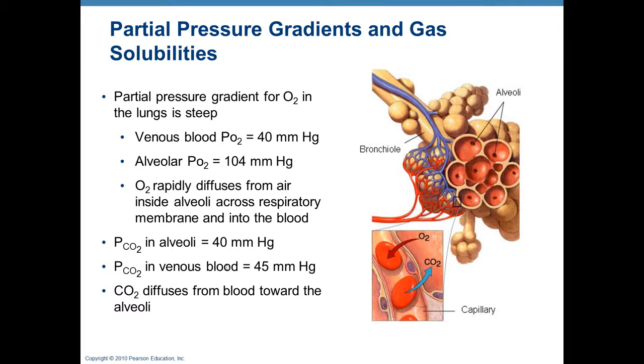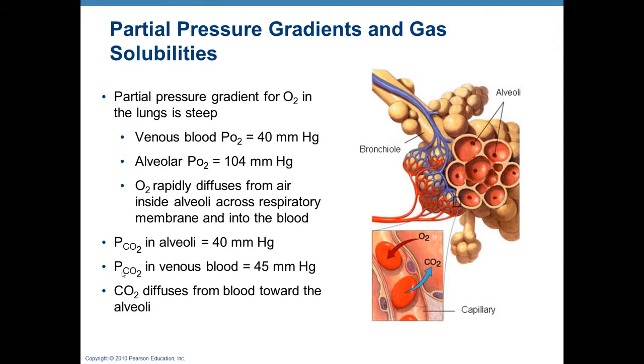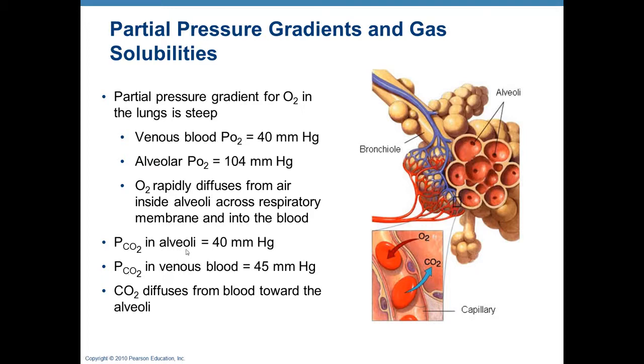The CO2 is reversed. The partial pressure of carbon dioxide in the air inside the alveoli is 40, and it's 45 in the blood. So the difference is not nearly as striking as it is for oxygen gas. But nevertheless, which way is the CO2 going to want to move? It's going to move from where there's more of it towards where there's less, by diffusion. So the CO2 is going to move out of the blood and into the air sacs. And again, this should be arterial blood when we're thinking about the pulmonary circuit.